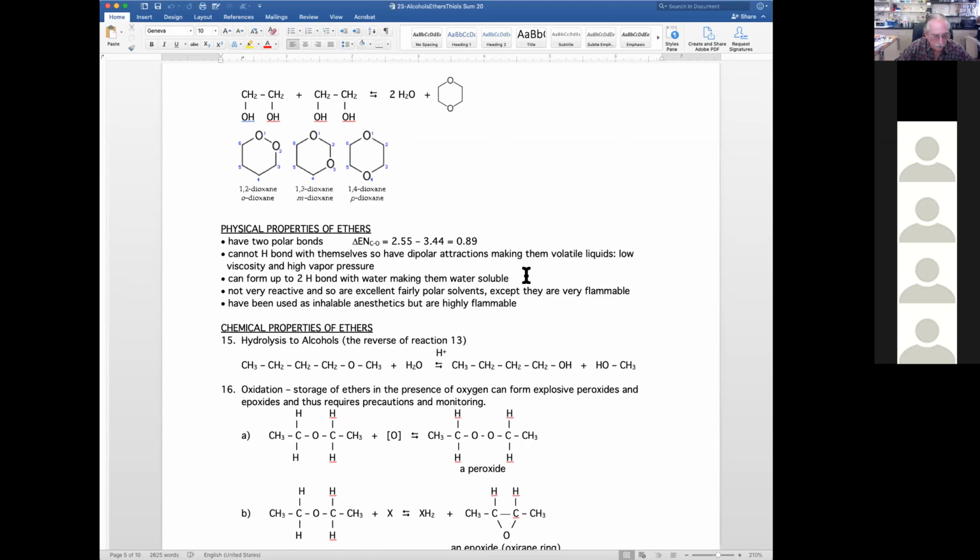So let me see if I can get this to work again. Okay. So let's just take a simple ether. So here's a partial negative, here's a partial negative. The partial positive would be on the carbons, but that doesn't really get involved in anything like hydrogen bonding or anything.